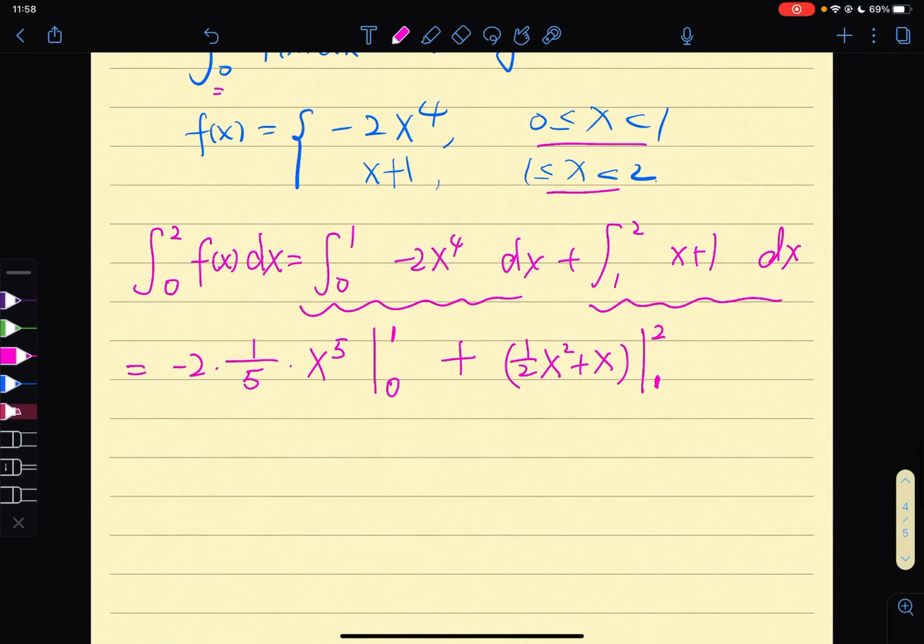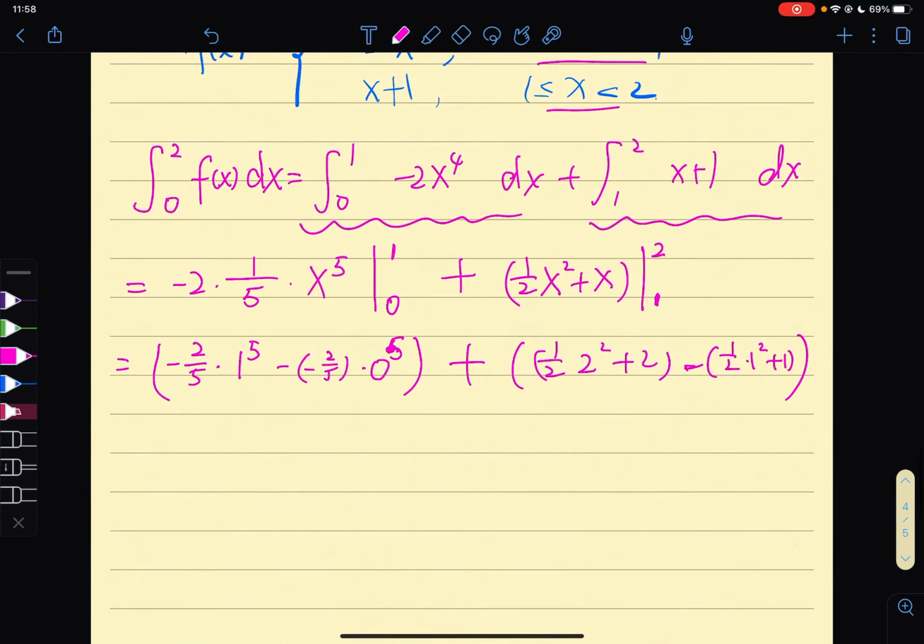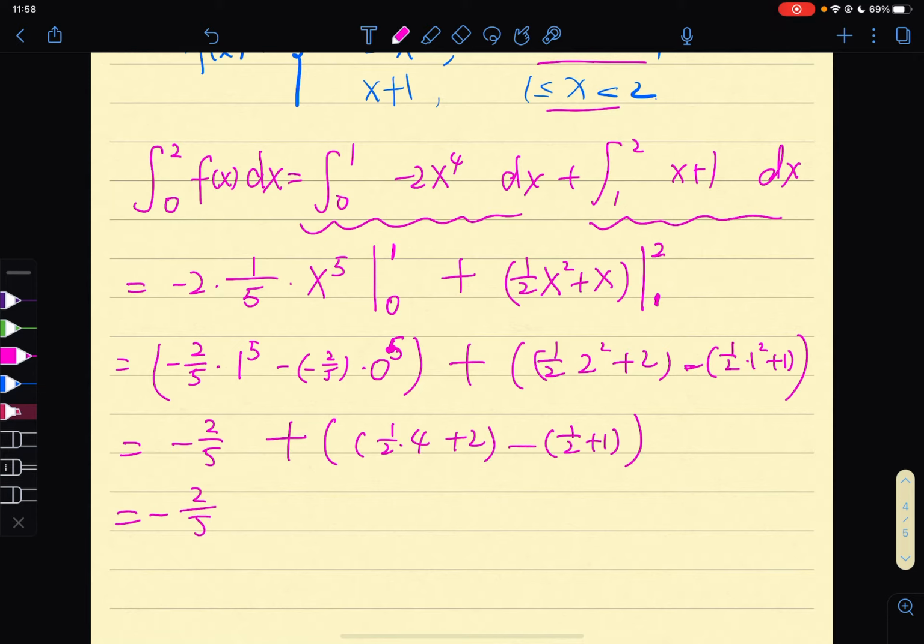So what you end up with is -2 over 5 times 1 to the 5th minus -2 over 5 times 0 to the 5th, and then add to that 1/2 times 2 squared plus 2 minus 1/2 times 1 squared plus 1. So what you end up with is -2 over 5 minus -2 over 5 times 0, which is 0, and then add up the second part.